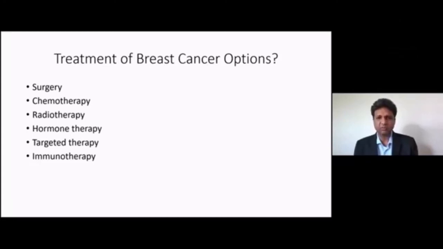Other treatment options such as hormone therapy, targeted therapy, or immunotherapy depend upon the molecular characteristics of the tumor, whether the receptors are expressed or not. If hormone receptors are expressed, they undergo hormone therapy. If growth factor receptors are expressed, they undergo targeted therapy. And if immunotherapy markers are expressed, they undergo immunotherapy. So these are personalized treatment options depending upon the type of the tumor that the woman has.